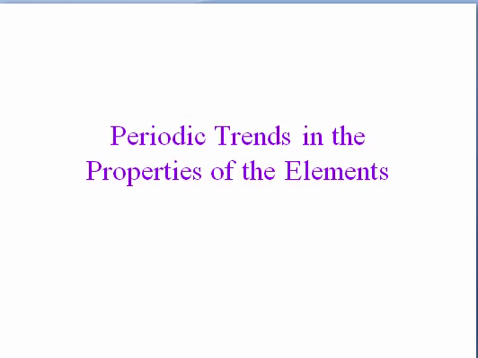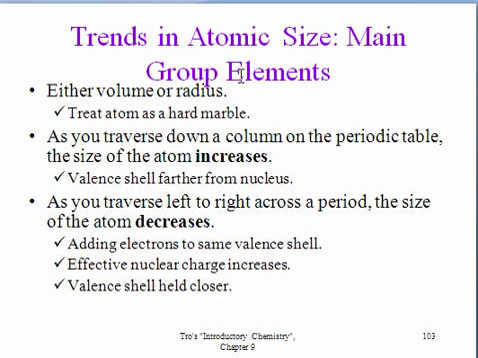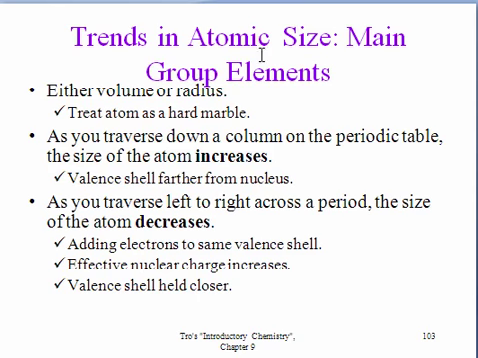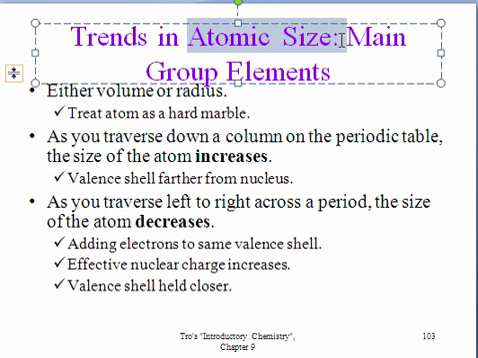Now let's take a look at periodic trends in the properties of elements. What we mean by periodic trends are predictable trends based on an element's placement on the periodic table. Now we're just going to be focusing on the main group elements, which we remember are the S and the P block. Let's take a look first at atomic size.